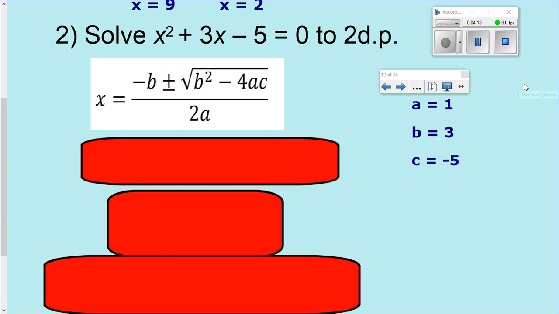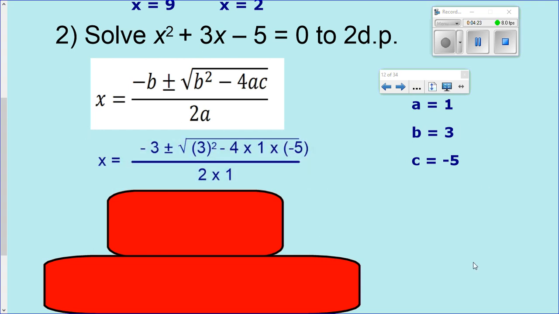Our next step, we're going to substitute it in. So rather than minus b, I've now got minus 3. Rather than plus or minus b squared, I've got 3 squared. And then 4 times 1 times negative 5. Now notice here, if you've got a negative, we need to put it inside the bracket so that we do not forget it's there. This negative here and this negative here are going to cancel out to make a positive. If you forget to put that minus in for the 5, it means you're going to have 9 subtract 20, which will give you negative 11.